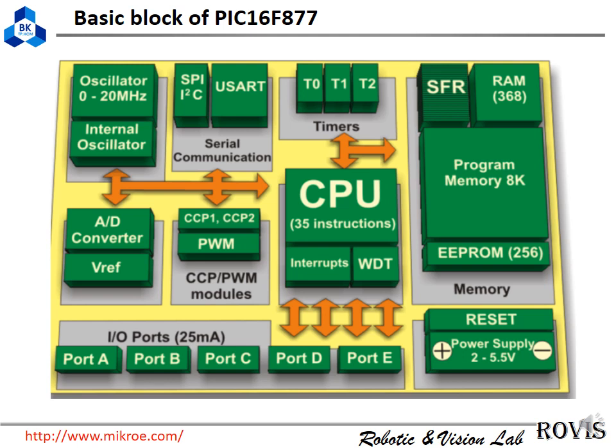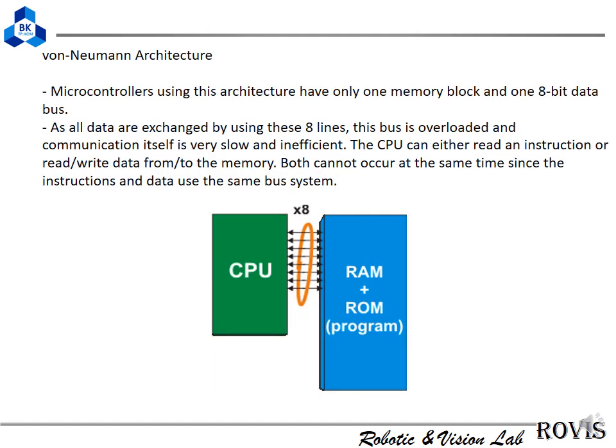So we will discuss this. First one is the overall architecture of the microcontroller. And previously I already discussed the bus with you, right? In our PIC the bus is bi-directional. That means it can go two ways, input and output.